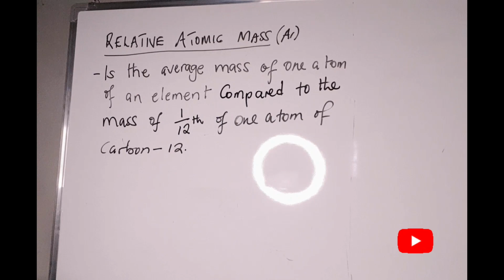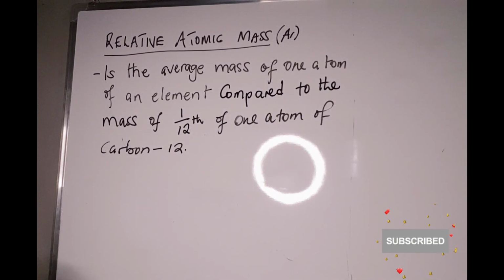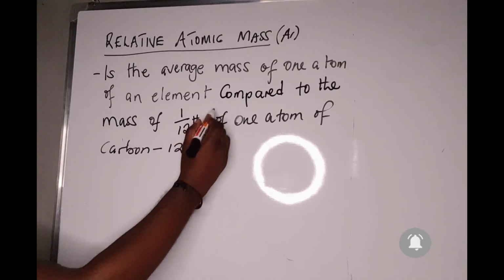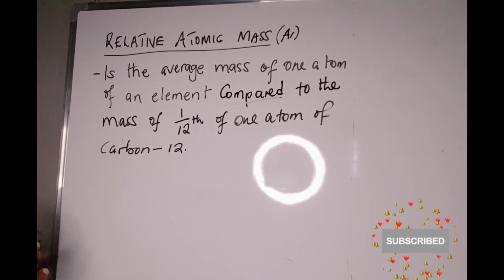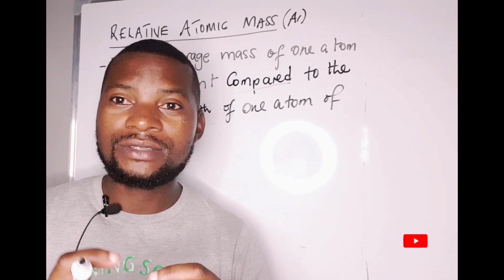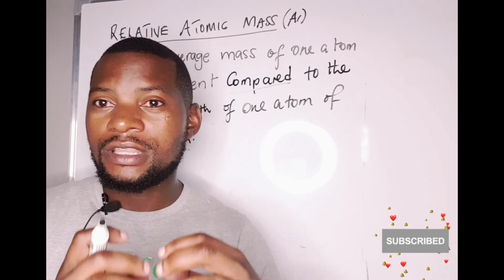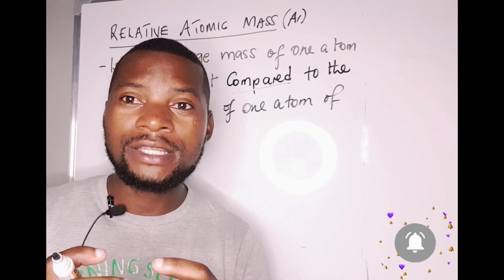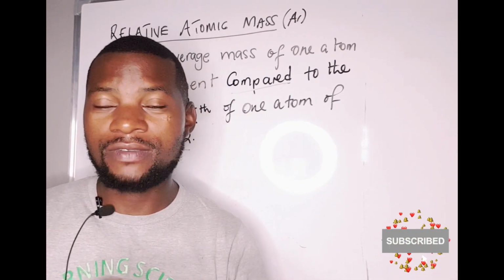So the relative atomic mass is the average mass of one atom of an element compared to the mass of 1/12 of one atom of carbon-12. The masses of the atoms are too small, so they are compared to each other. And carbon serves as the reference point for determining the atomic masses for all the nuclides. So when determining the masses of all the nuclides, the atomic masses are compared to that of 1/12 of the carbon-12 isotope.